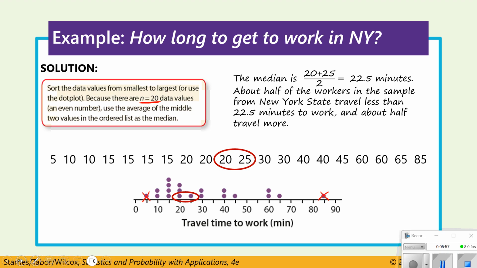So that tells me half of the workers in the sample travel less than 22 and a half minutes to work, and half of them travel more than 22 and a half minutes to work. That's what the median is going to give us.